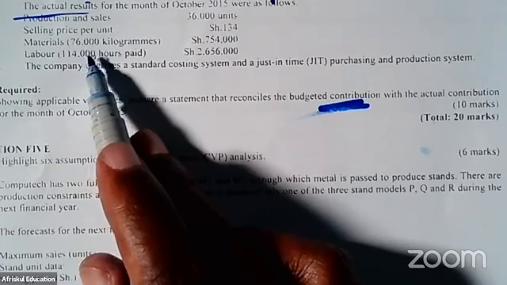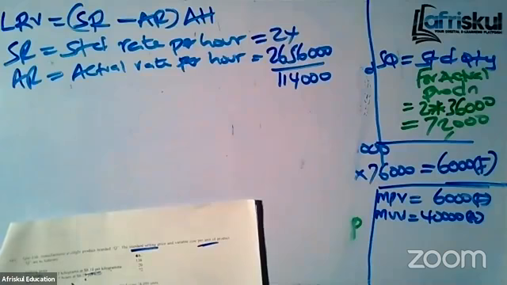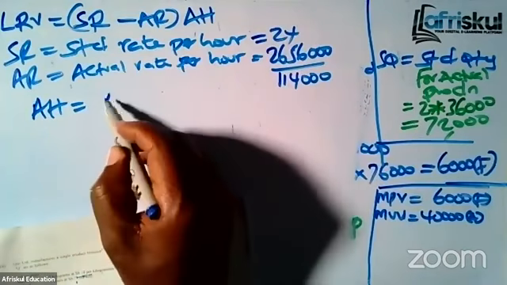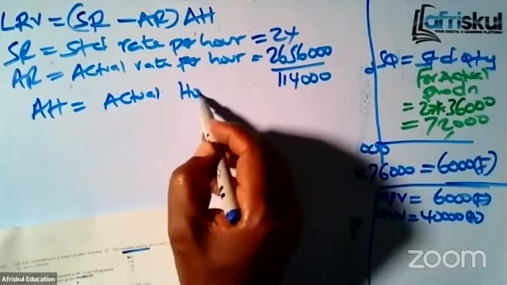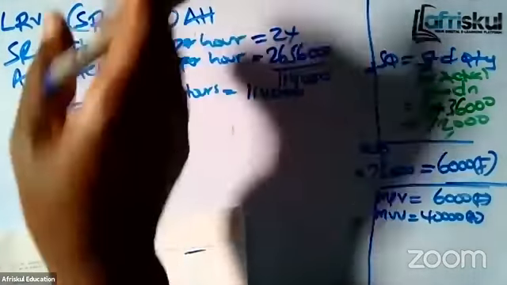But I want the payment per hour. So the payment per hour will be 56,000 divided by 114,000 hours, for us to get the actual payment per hour. I hope you're able to follow. And then, of course, we have AH, which stands for actual hours, which are 114,000. So please plug in these figures here.